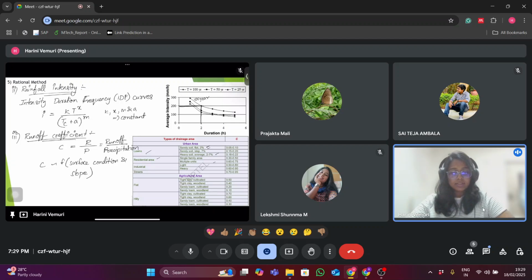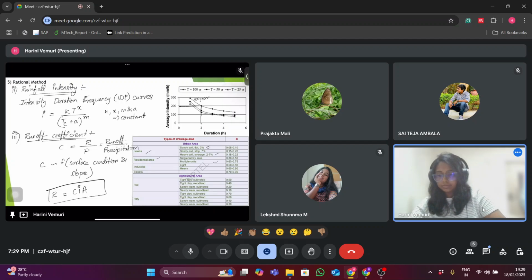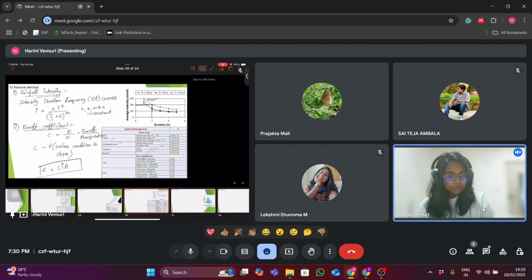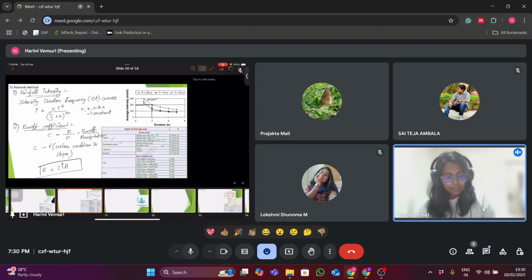And the rainfall intensity we can get from the intensity, duration, frequency curves, and the time of concentration is calculated using the formula discussed earlier. So once we get all these parameters, the runoff is estimated as R equals C into I into A. So that's how we calculate runoff using the rational method. Let's look into a few questions related to the rational method.